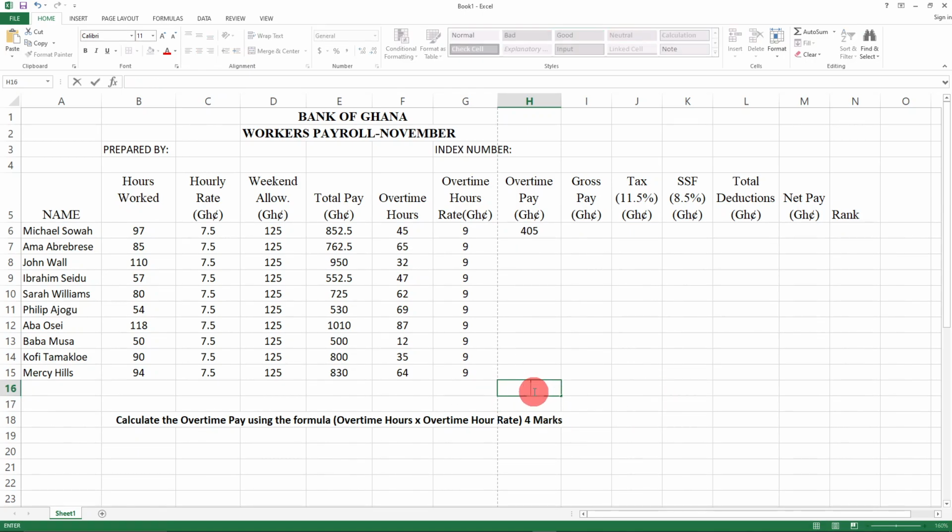And as I told you, I prefer the second option. So let's go by the second option, which is equal brackets F6 by G6. Okay.